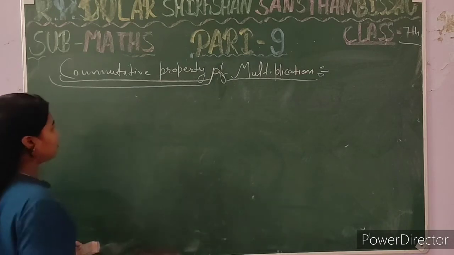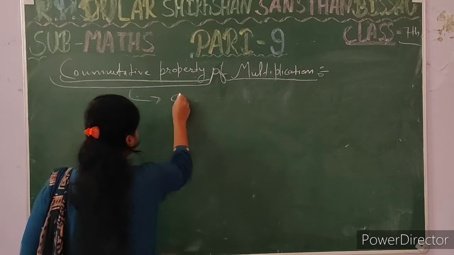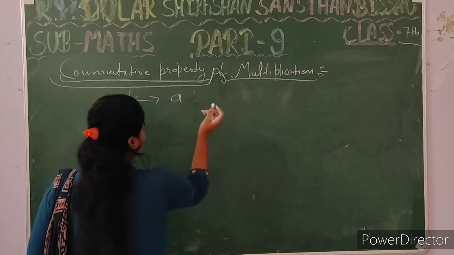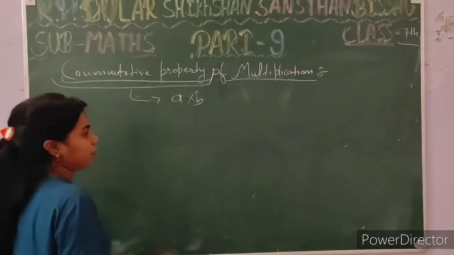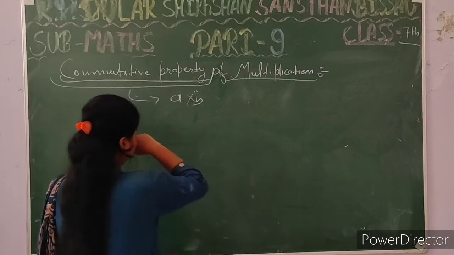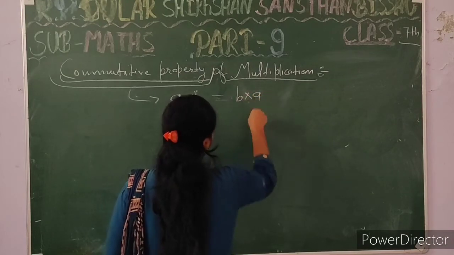Okay, so first of all, commutative property. Commutative property means a multiplication. I told you about the addition property in previous parts. So the multiplication property: a multiplied by b is equal to b multiplied by a.